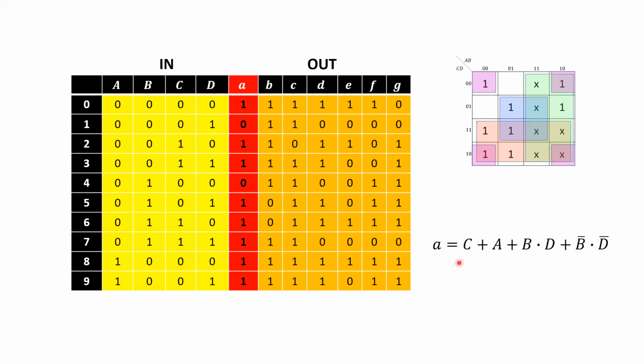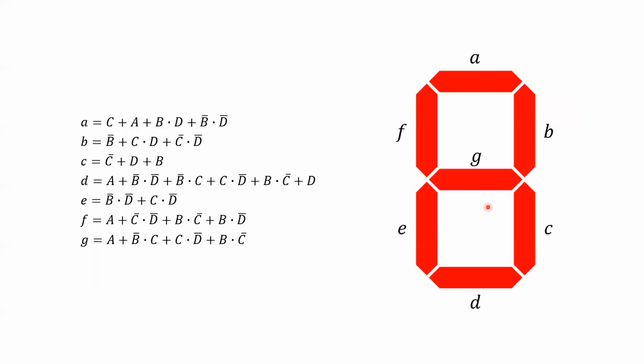Once I've gotten the expression for A using a KMap, I'm just going to do the same for all the other segments. And this is what I get. This here on the left gives us all the information we need to tell us whether a segment will be on or off for a particular input. And remember, that capital A to capital D, those 4 letters A, B, C, and D, represent the input.